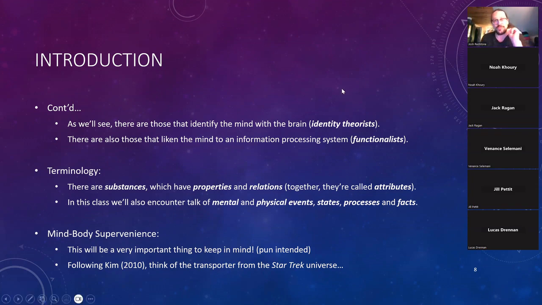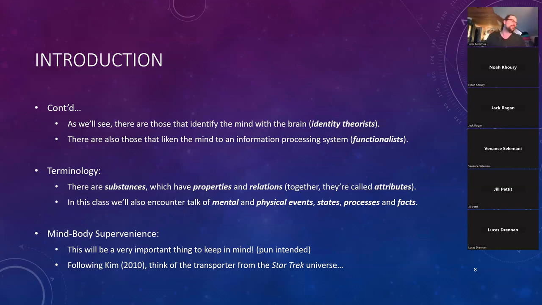But you will find that there are people that identify the mind with the brain. These are our identity theorists. There are those that also say, let's forget about the brain. We actually don't need to worry about the brain. What we need to worry about are the information processing steps and how informational states are related to one another, and so on. What are the functions of the mental system? Those are what matter, not how it is physically implemented or physically realized. And we call these people functionalists.